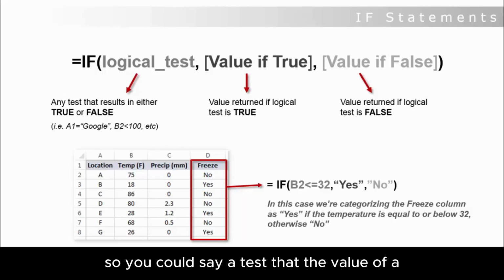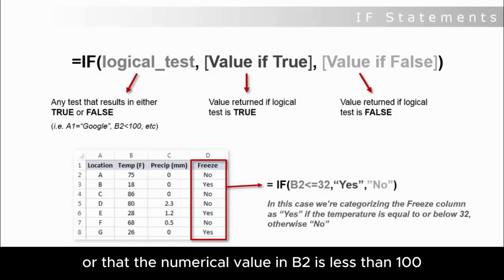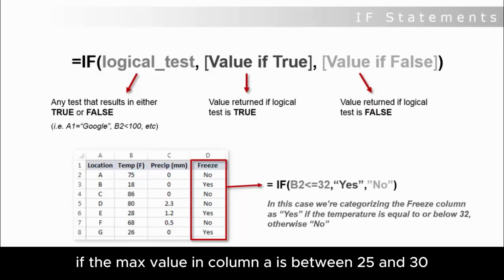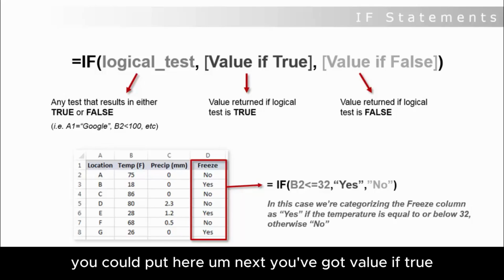So you could say, test that the value of A1 equals Google, or that the numerical value in B2 is less than 100. You can also incorporate more complicated formulas here. You could say, if the max value in column A is between 25 and 30, and so on and so forth. It's literally an infinite number of tests you could put here.